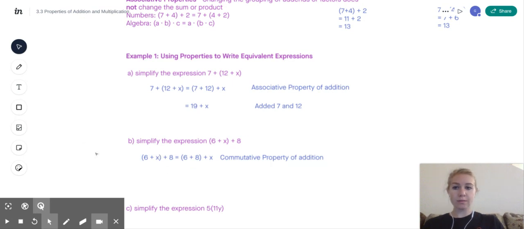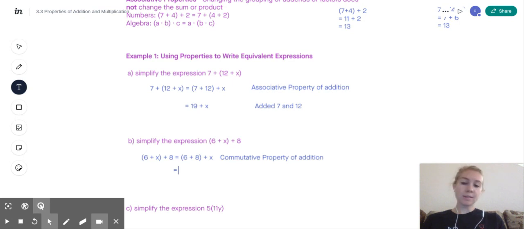Okay? And now let's continue to simplify because we can solve 6 plus 8. And I know 6 plus 8 is 14. So our answer is going to be 14 plus x. And what did we do in that step? We added 6 and 8.